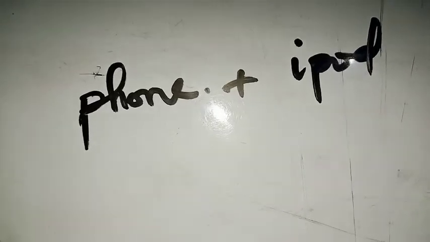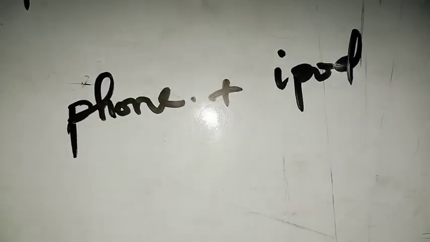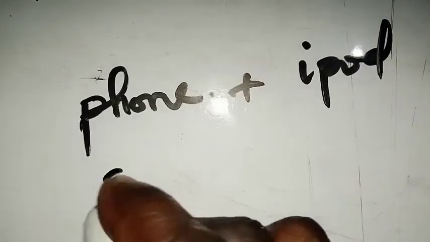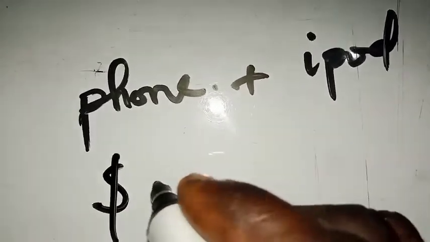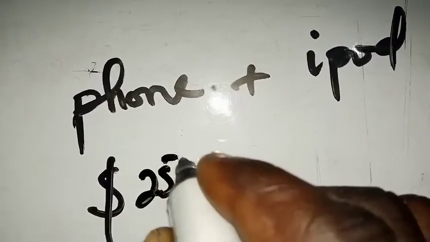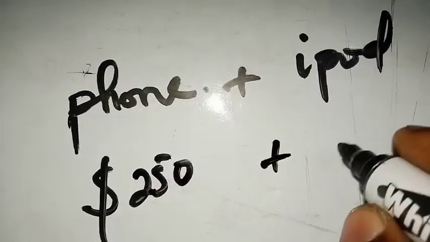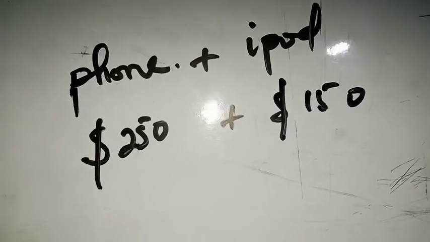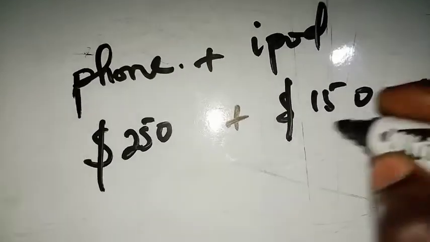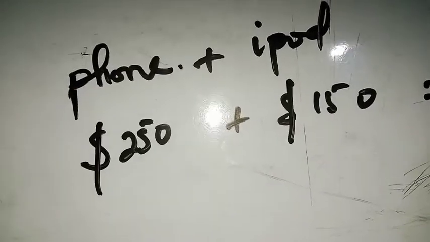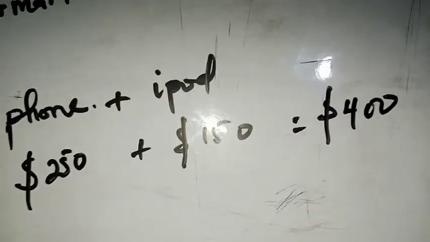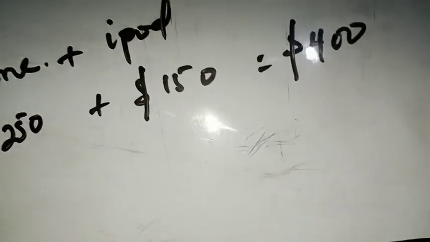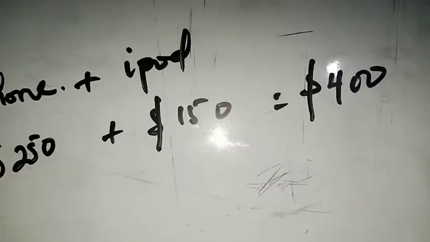If you are told that the price of the phone is, let's say, in dollars, just as our assumption, $250, plus the iPod, maybe $150, everything together gives us $400. So that is $400 in addition. What we are doing here is what we call simple algebra.